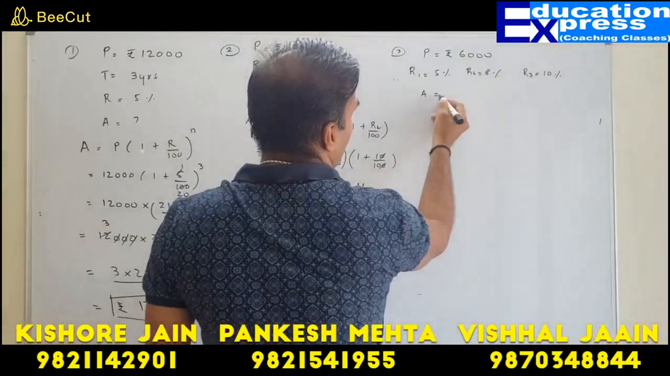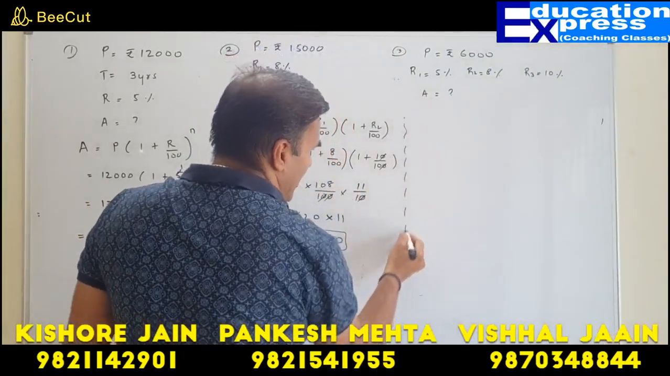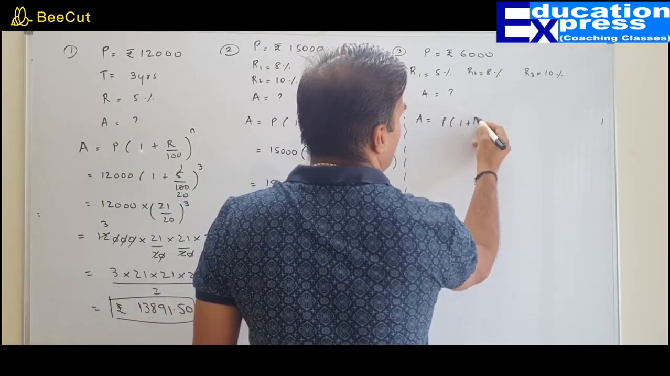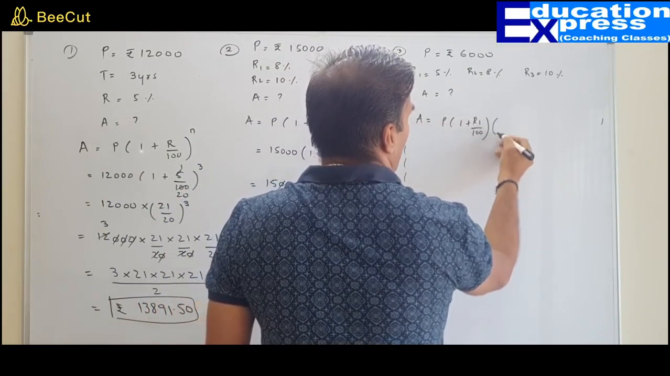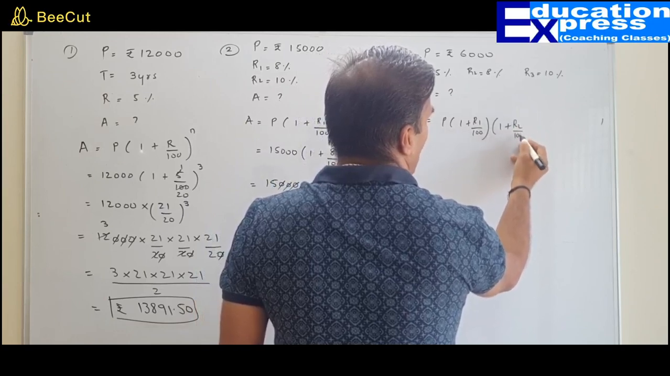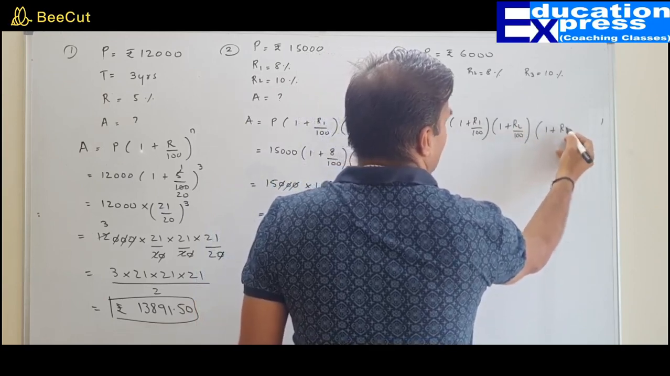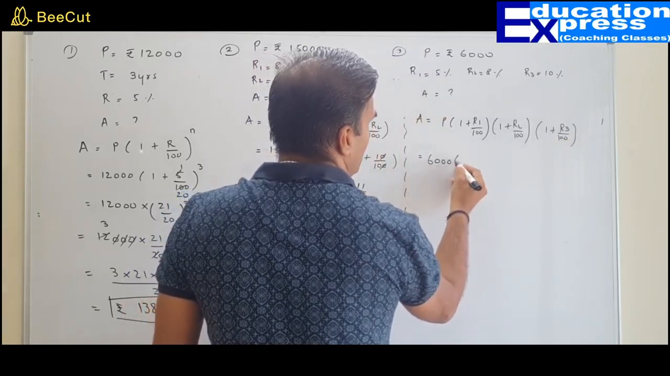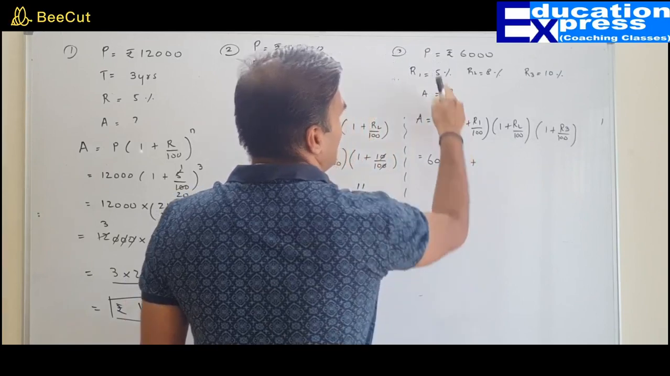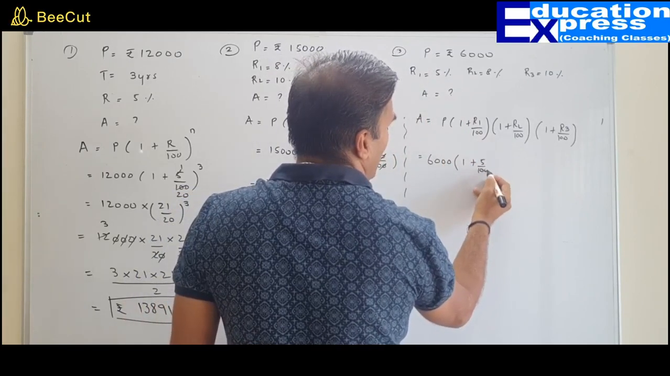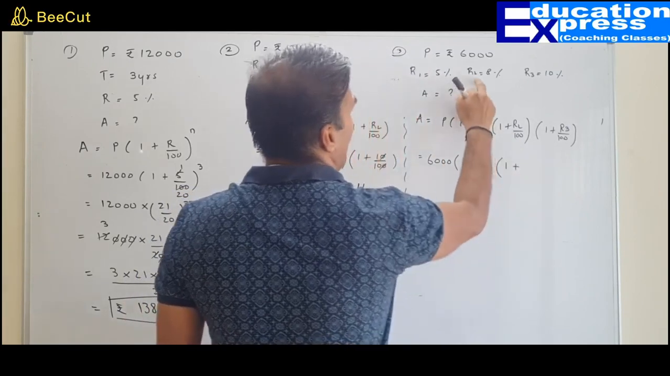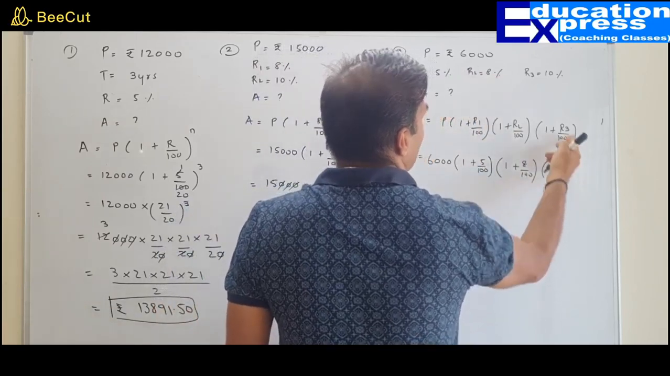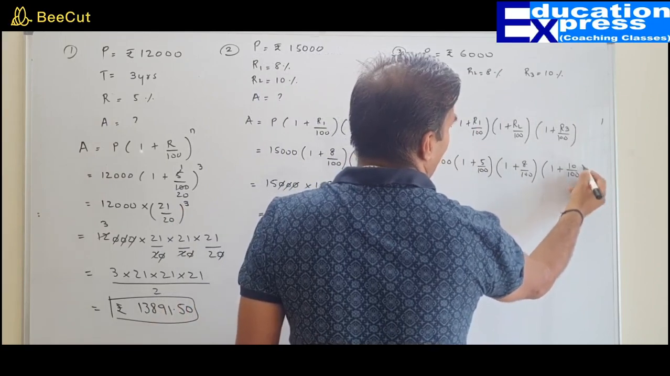What we have to find? Amount. So tell me, my dear friends, what formula should I adopt? Same formula, P into 1 plus R1 upon 100, into 1 plus R2 upon 100, into 1 plus R3 upon 100. So 6,000 multiplied by 1 plus R1, which is 5 upon 100, 1 plus R2, rate for second year, 8 upon 100, 1 plus R3, 10 upon 100.